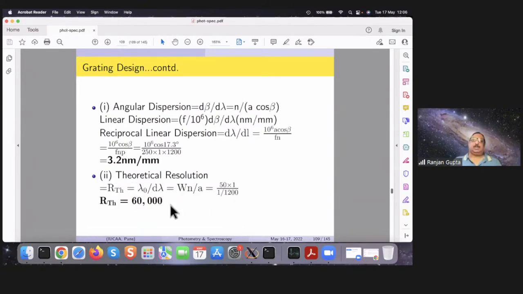With this formula, you get 60,000. So we are already into the middle or the medium resolution category. But remember, this is the theoretical. What you actually do is shine a laser onto the instrument, and the laser is very thin. I mean, the spectral line is so narrow that you can almost assume it as a delta function. So if you scan it, what you get is the effective resolution of the instrument.